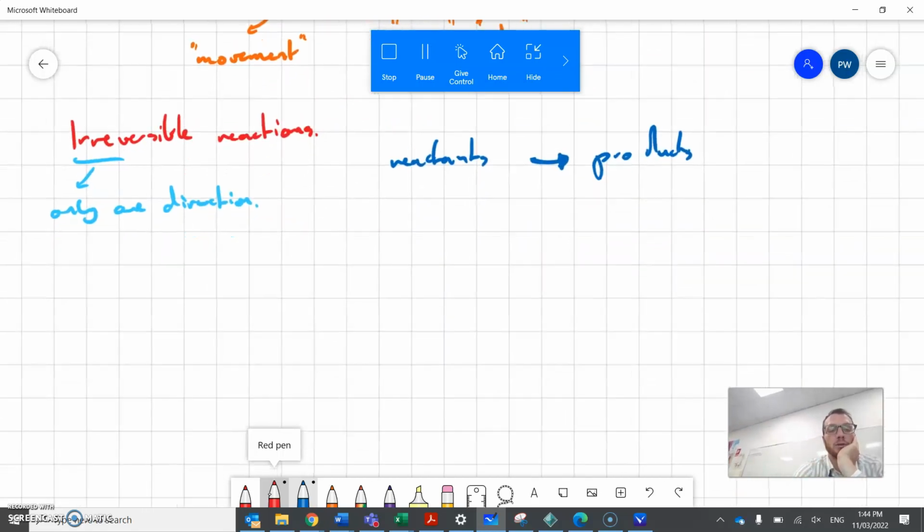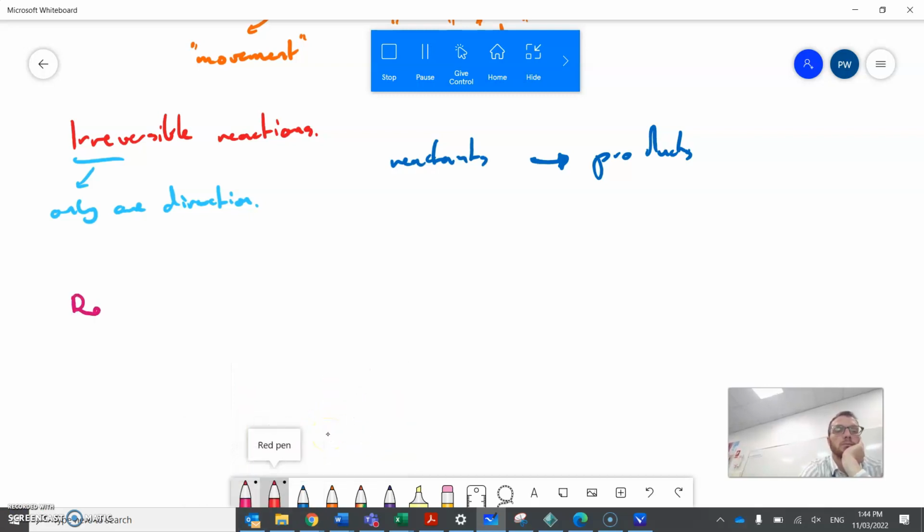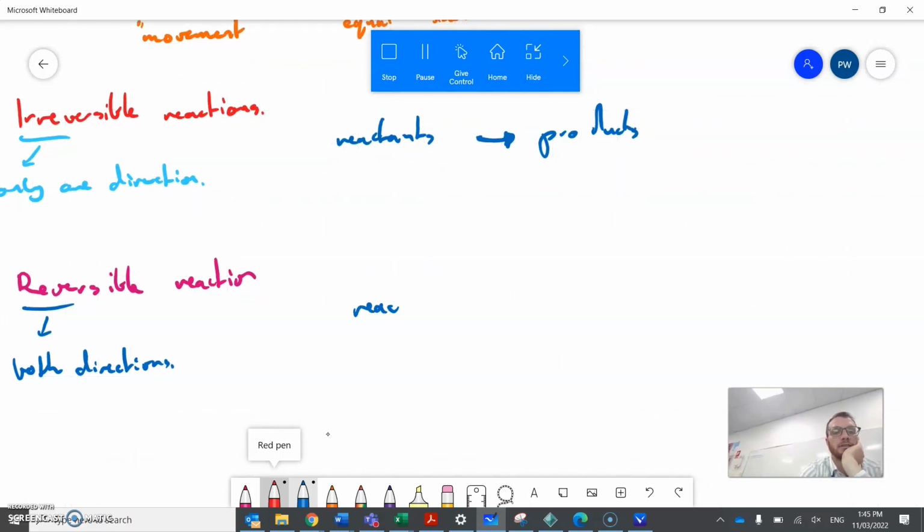So a reversible reaction, right? Reverse means that it can go in both directions. So we have reactants go towards products, but we also have products going back towards reactants.